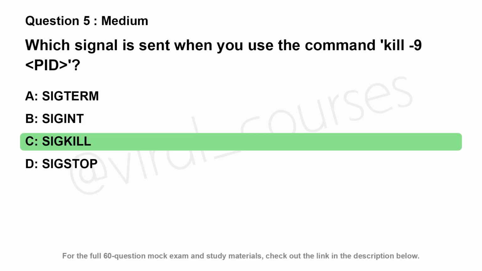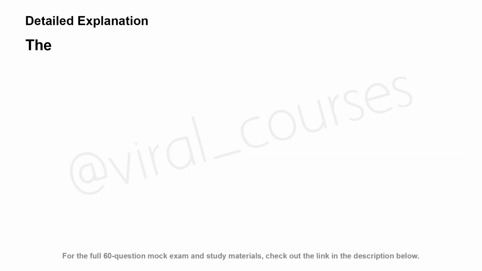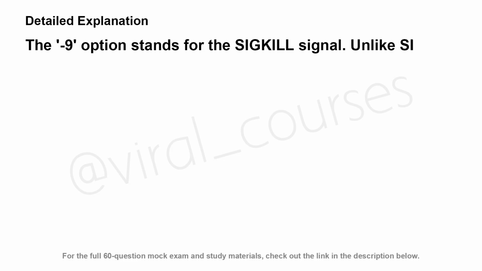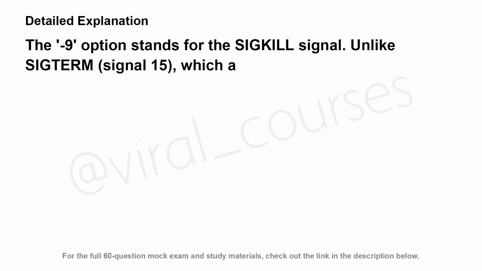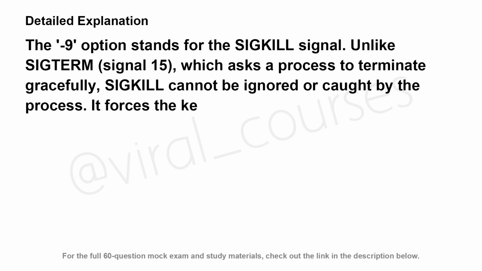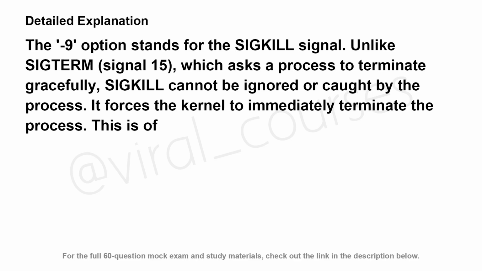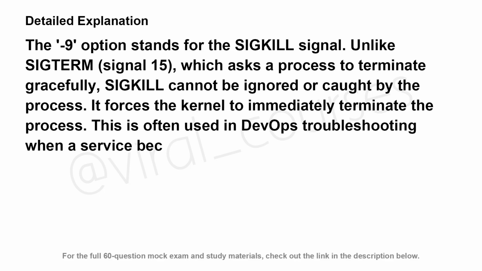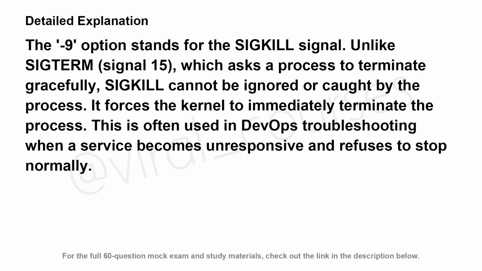The correct answer is C. The -9 option stands for the SIGKILL signal. Unlike SIGTERM, signal 15, which asks a process to terminate gracefully, SIGKILL cannot be ignored or caught by the process. It forces the kernel to immediately terminate the process. This is often used in DevOps troubleshooting when a service becomes unresponsive and refuses to stop normally.